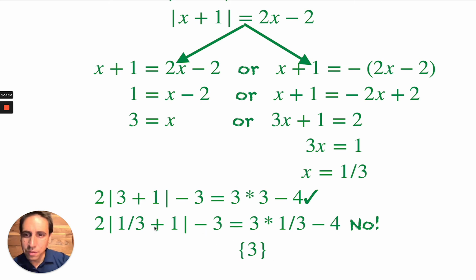Let's see, this would be 1 1/3, that'd be 2 2/3 minus 3, it's negative 1/3 here, and then 3 times 1/3 is 1 minus 4 is negative 3. So it produces 2 numbers that are not the same on both sides. So there's only actually one answer that works, and it's the one that's over here. We found it over here, we checked it over here, it produced a valid answer. It produces 5 on both sides. So therefore, the solution set only has 1 number in it, not 2.